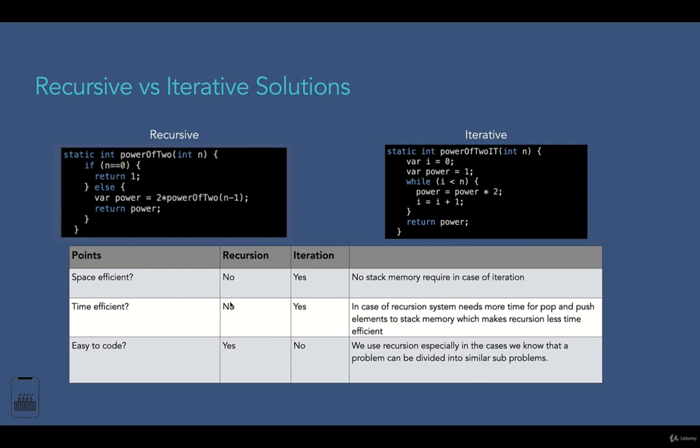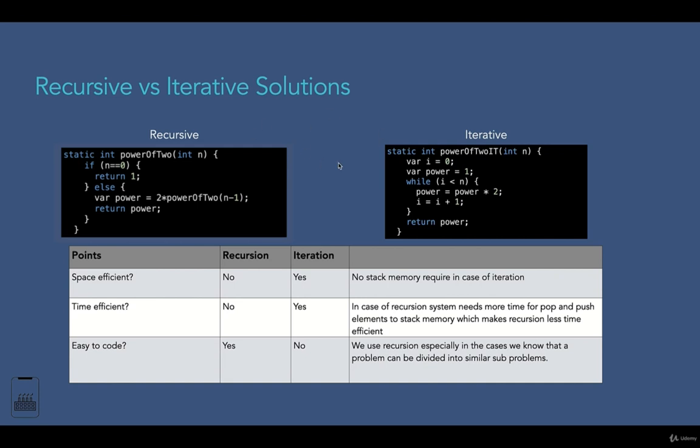Then the third point is ease of coding. We know that developing a method using recursion is easier than iteration, and in this case both of them are easy, but if the problem is very complex, you will notice that writing an iterative solution becomes extremely difficult. We use recursion especially in cases where a problem can be divided into similar subproblems. This pattern is called the divide and conquer pattern, and we will have a separate section for it where we will explain everything in detail.